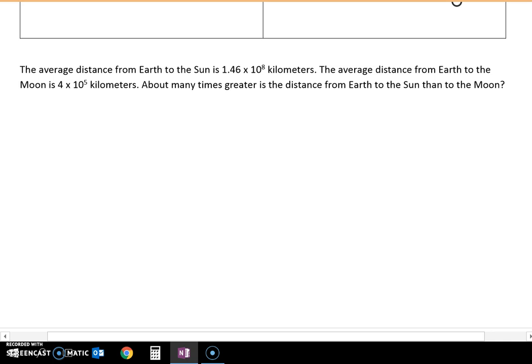So once you've read the problem, we're going to go in and just identify. So I have my scientific notation here and here. So those are the numbers I'm going to compute with. Now I really need to locate where in this problem tells me the operation that I need to use. And the operation here is right here, the many times greater.